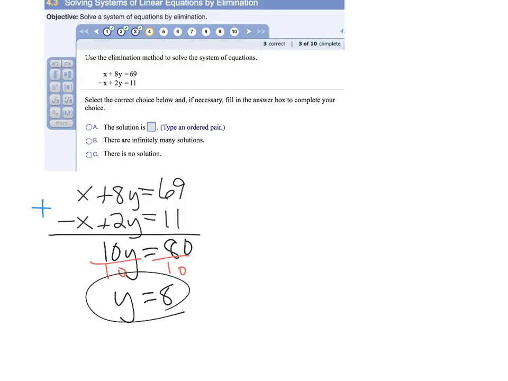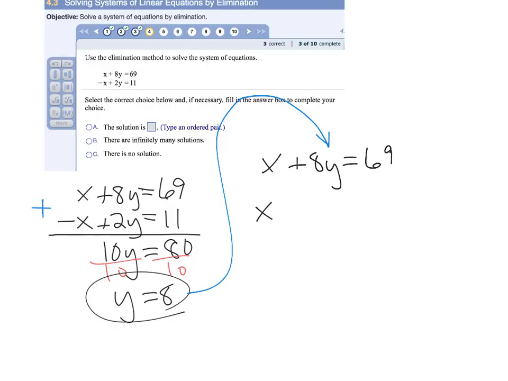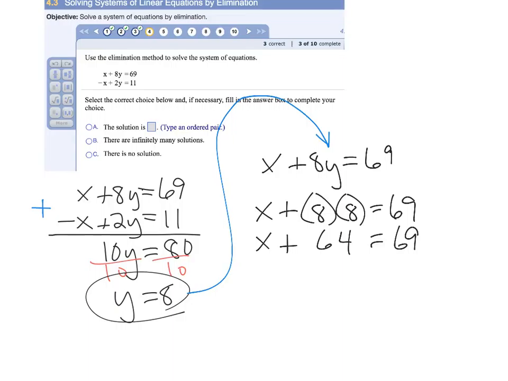Now that I know that y is equal to 8, I choose either one of these two equations. Let's choose the first one, so I'm going to rewrite that: x plus 8y equals 69. I'm going to take that 8 and substitute it into the y. So I get x plus 8 times 8 equals 69. So this is x plus 64 equals 69.